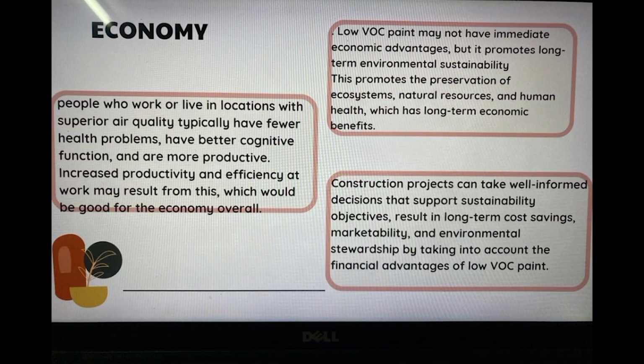So the next one is economy. The use of low VOC paint in construction offers several economic benefits compared to traditional VOC paint, like increased occupant productivity.